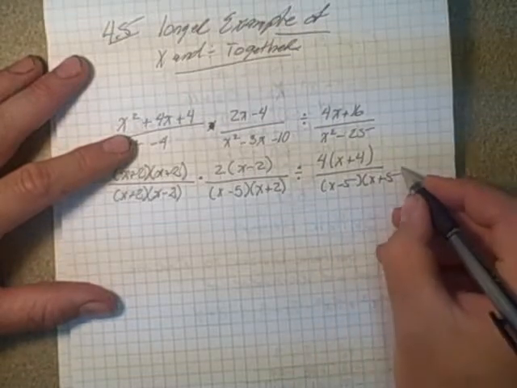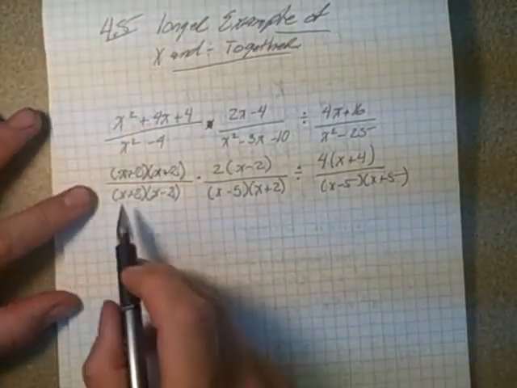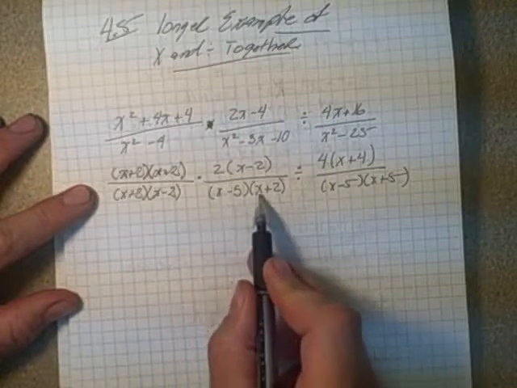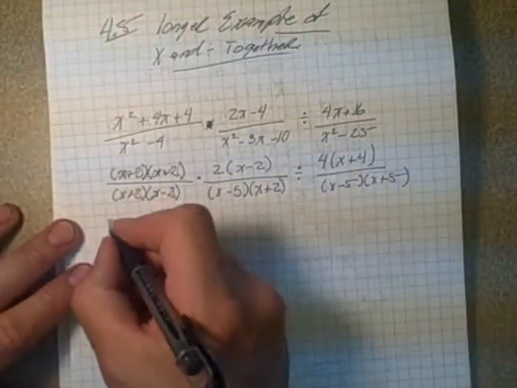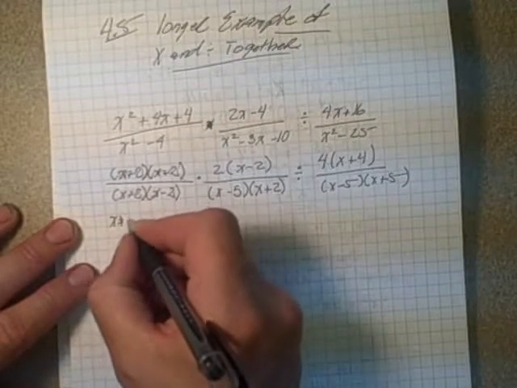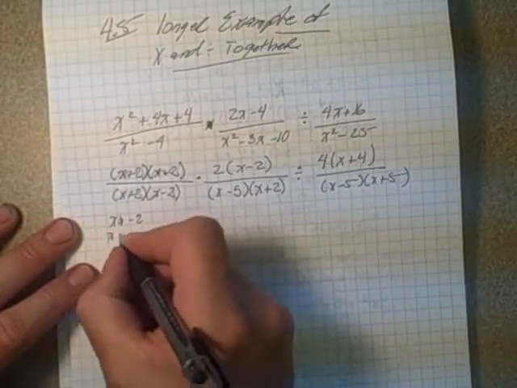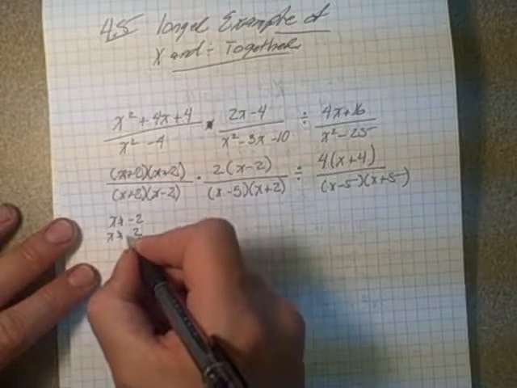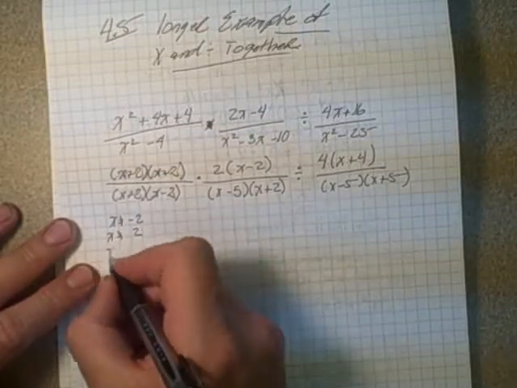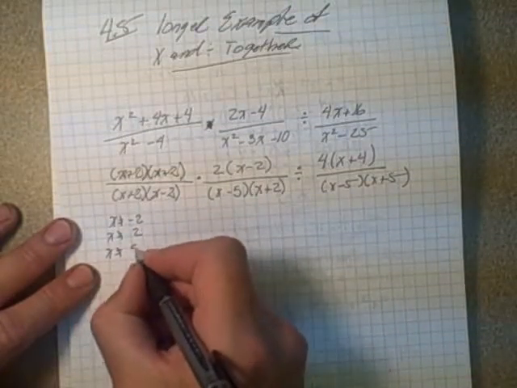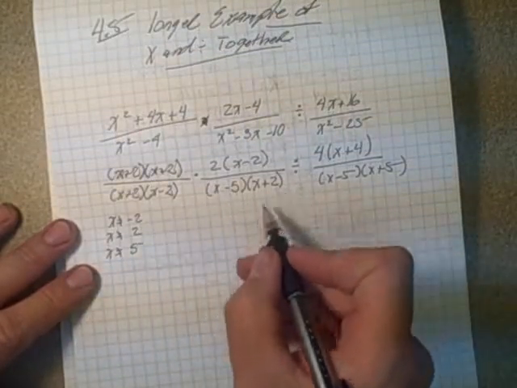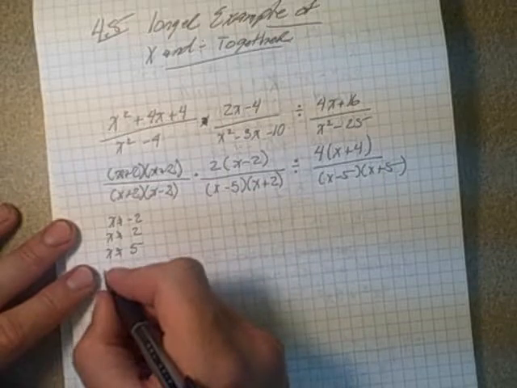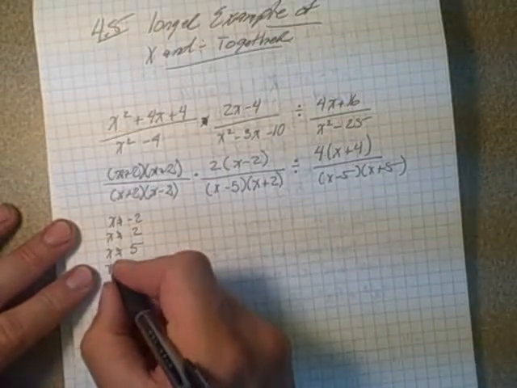So we can do our restrictions here now, remembering that our restrictions come from these two, that one, and these two. So x cannot equal negative 2, x cannot equal 2 from those two, x cannot equal 5 from that one, and x cannot equal negative 2, we already have that one, x cannot equal 5, we already have that, and x cannot equal negative 5.